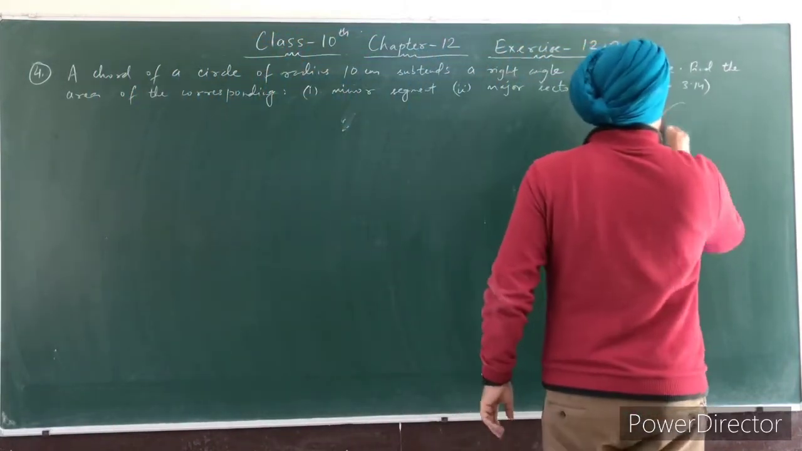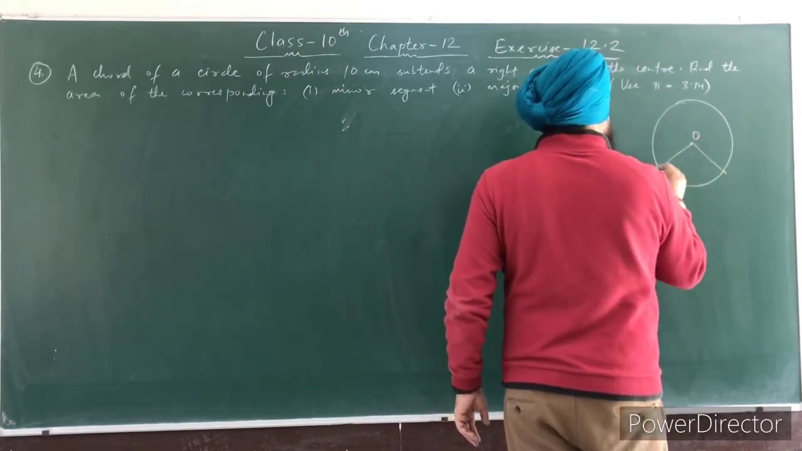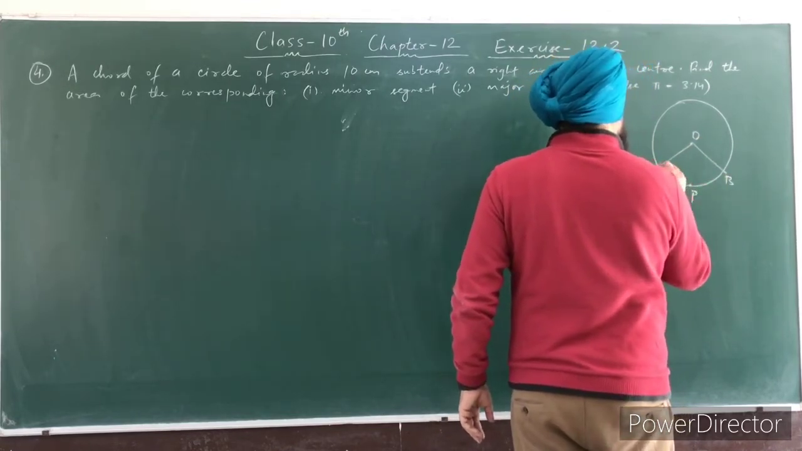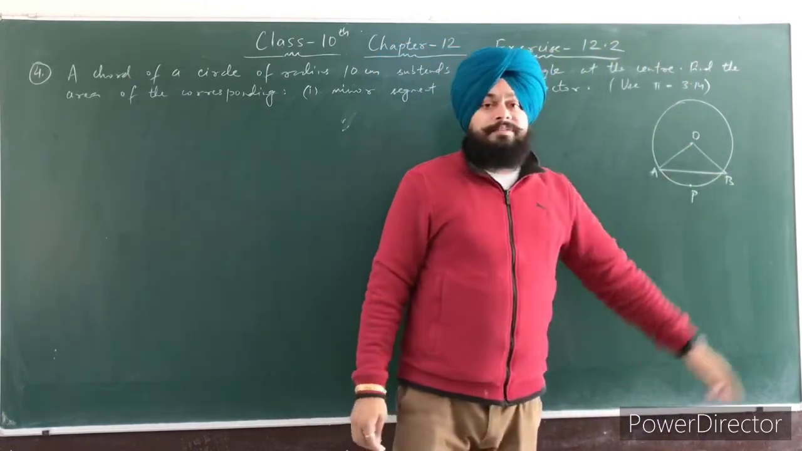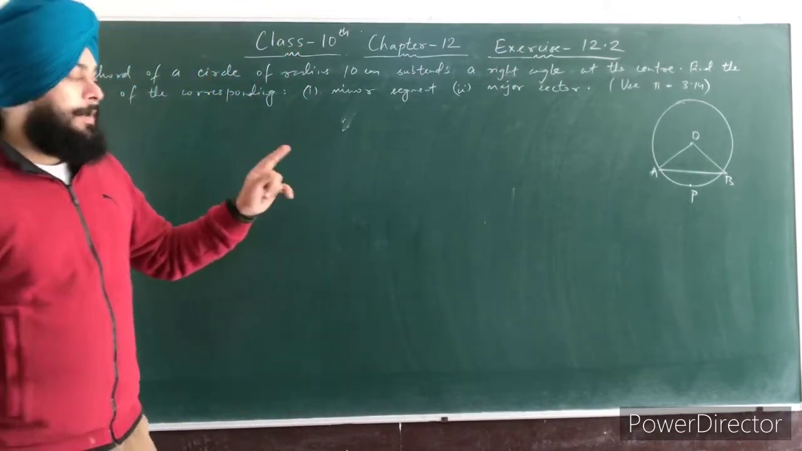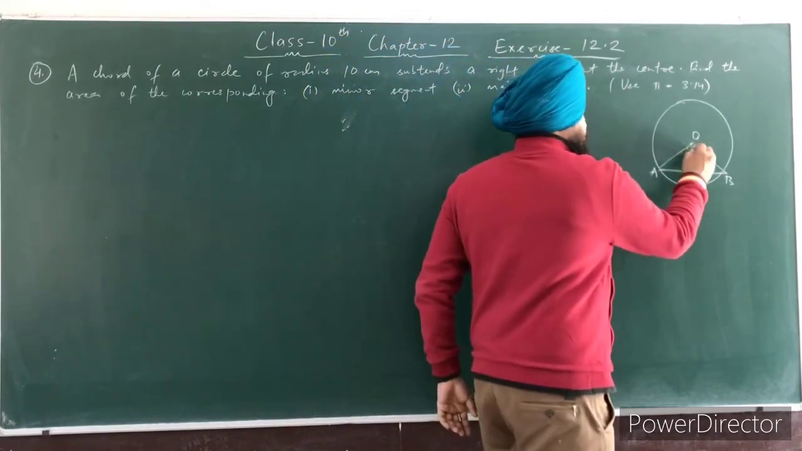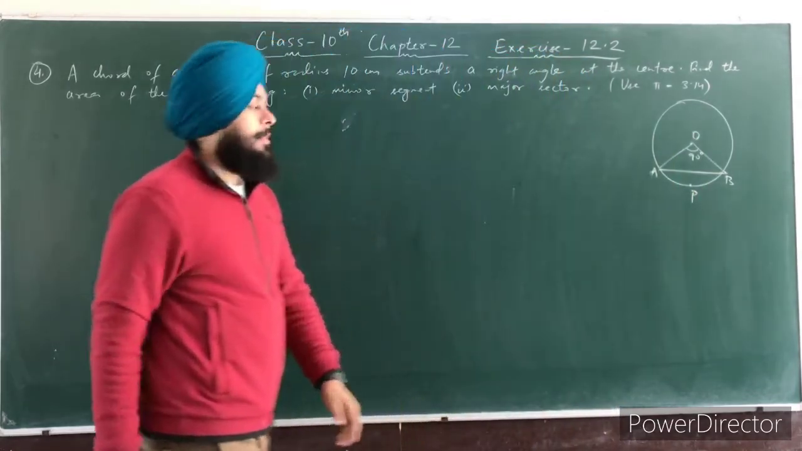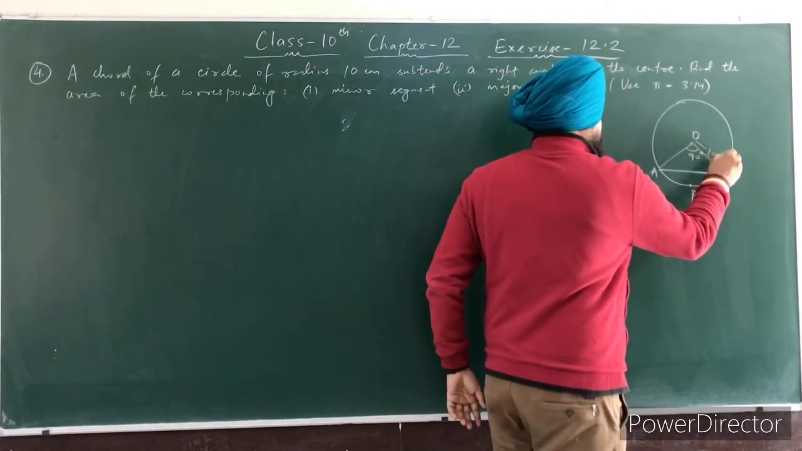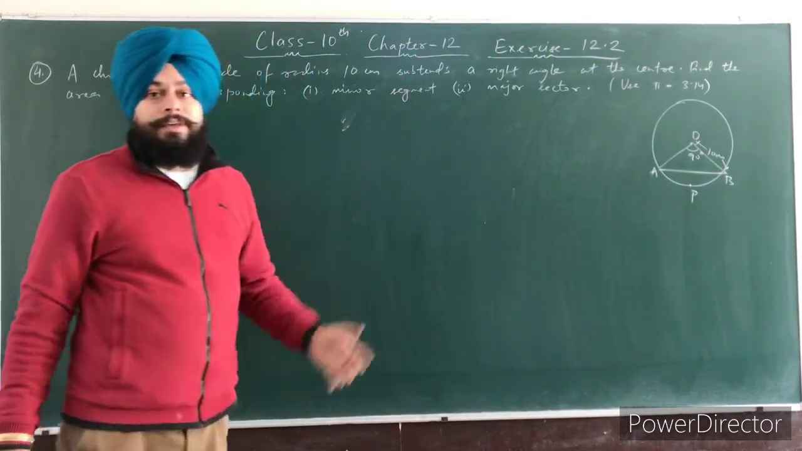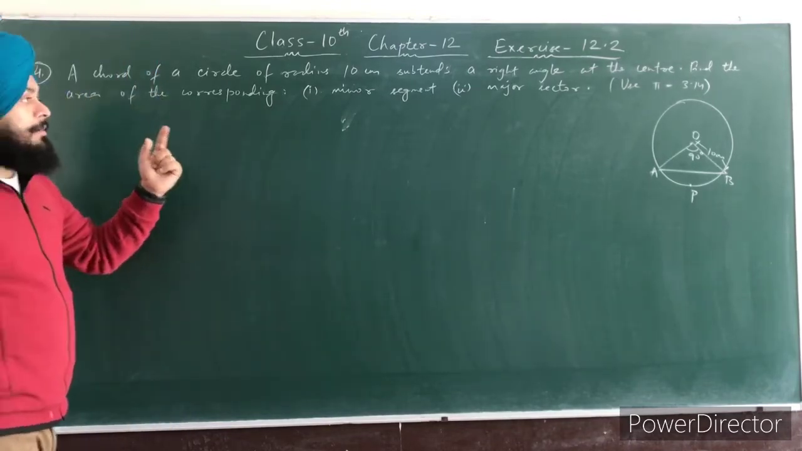So first draw a circle with center O, in which AB is the chord. AB is the chord of a circle which subtends a right angle at the center. It means theta is here what? 90 degrees. And the radius of the circle is how much? 10 centimeter. Radius OB and OA is equal to 10 centimeter. Theta is 90 degrees. Find the area of the corresponding minor segment.